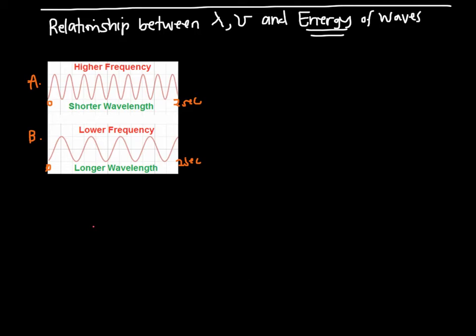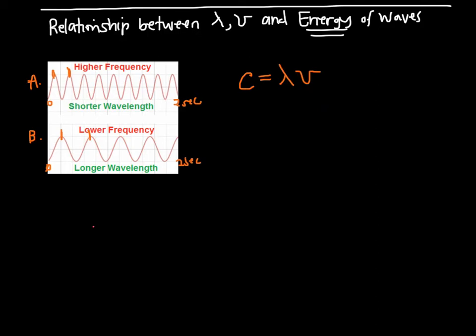So more frequent waves have shorter wavelengths. So if you look at the wavelength of wave A versus the wavelength of wave B, so if you measure from here to here versus from here to here, you can see that wave A has a much shorter wavelength and a higher frequency. So shorter wavelengths have higher frequencies, and longer wavelength waves have lower frequencies. They happen less often.